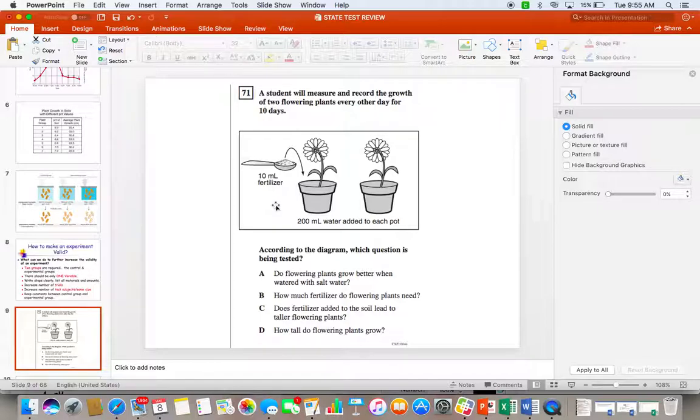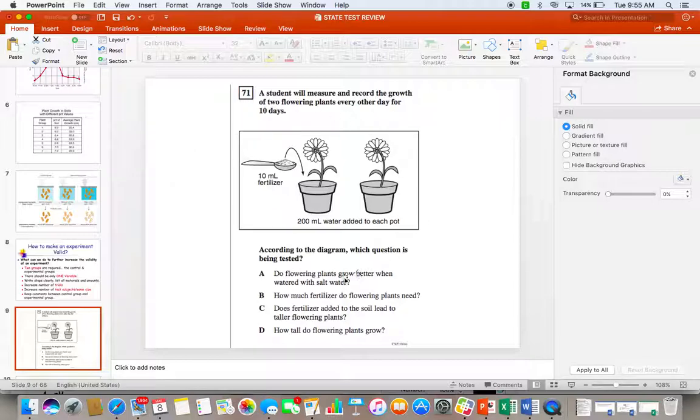So if I was conducting this experiment, I would say if 10 milliliters of fertilizer is added to pot 1, then pot 1 will show more growth. And so our independent variable would be the fertilizer, and the dependent variable would be the growth, okay? So our question says what is being tested, and so our answer here would be C. Does fertilizer added to the soil lead to taller flowering plants?